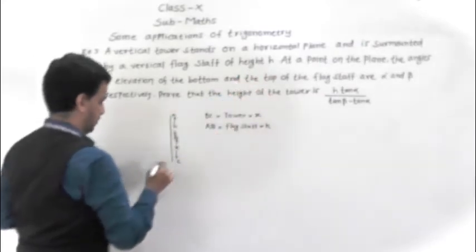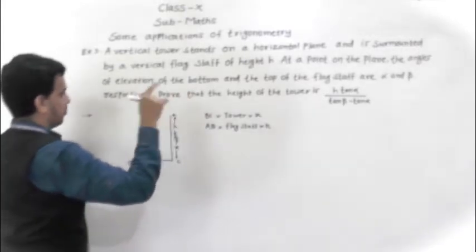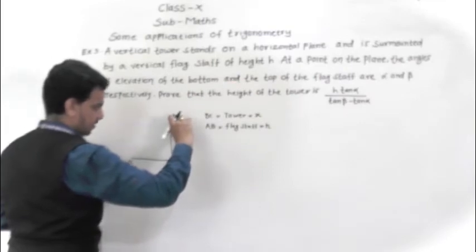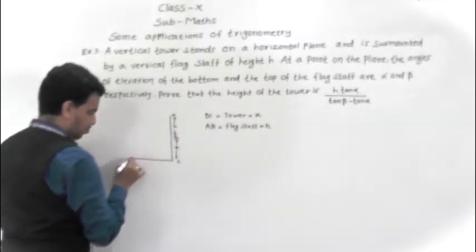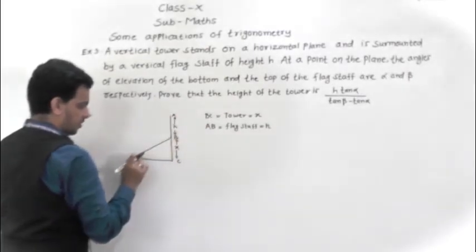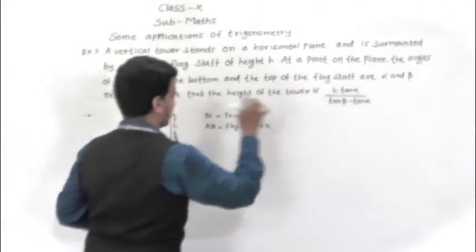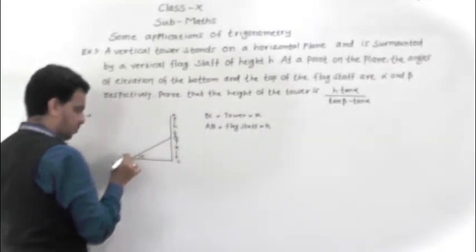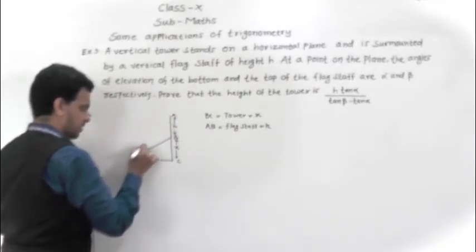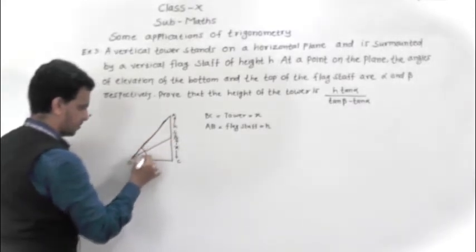At a point on the plane, so one point is there on the plane, suppose this point is O, the angle of elevation of the bottom and the top of the flagstaff. So AB is the flagstaff. The angles of elevation of the bottom and the top of the flagstaff are alpha and beta respectively. So this angle is alpha, and from the same point, the angle of elevation to the top of the flagstaff, that is this angle, is given as beta.